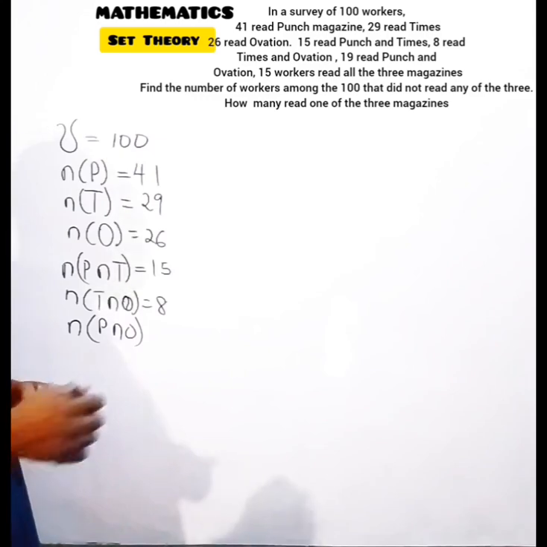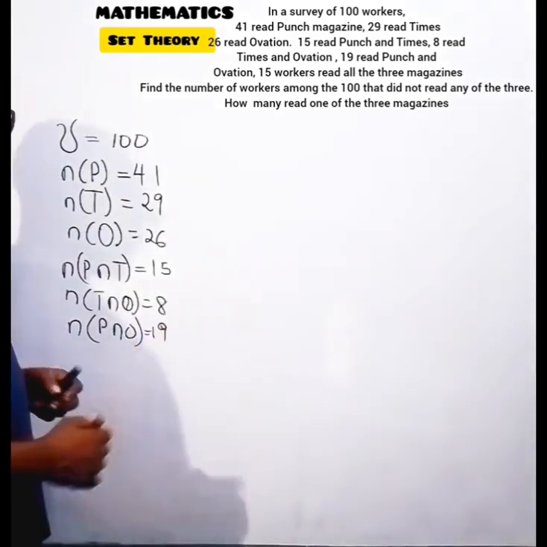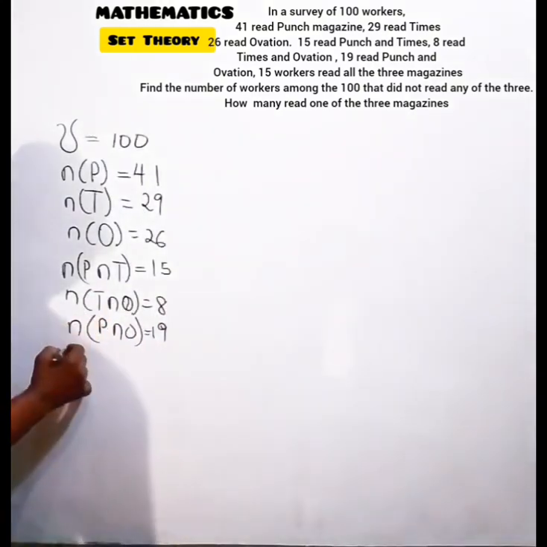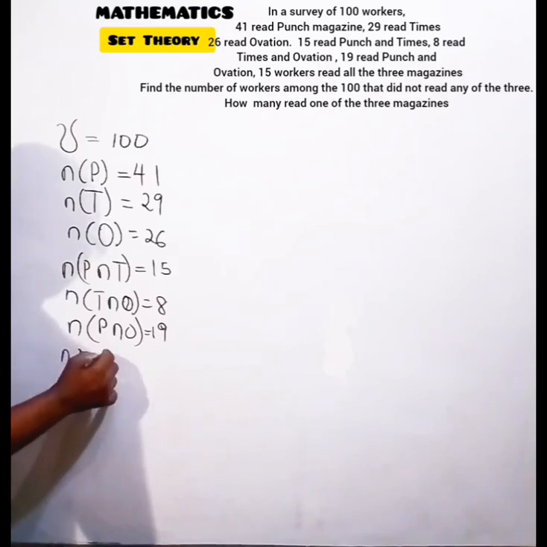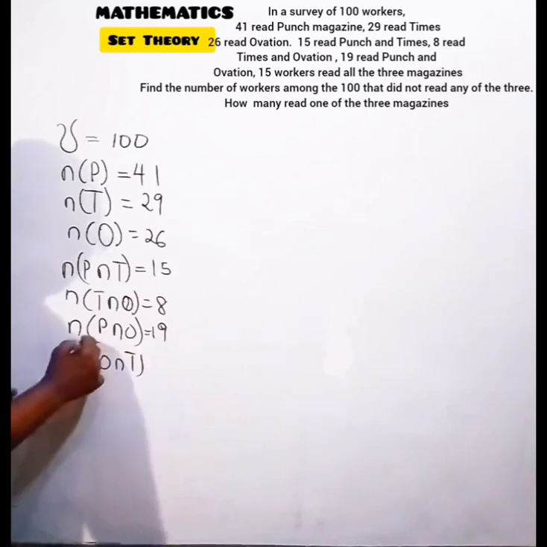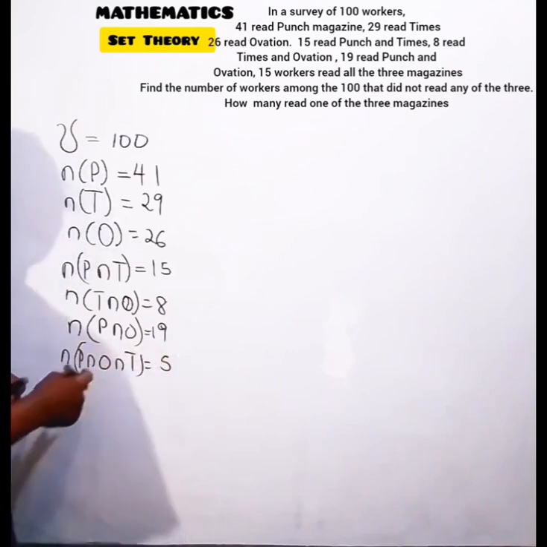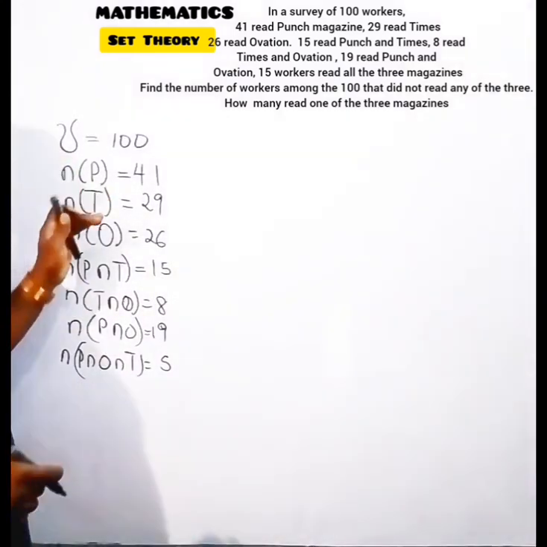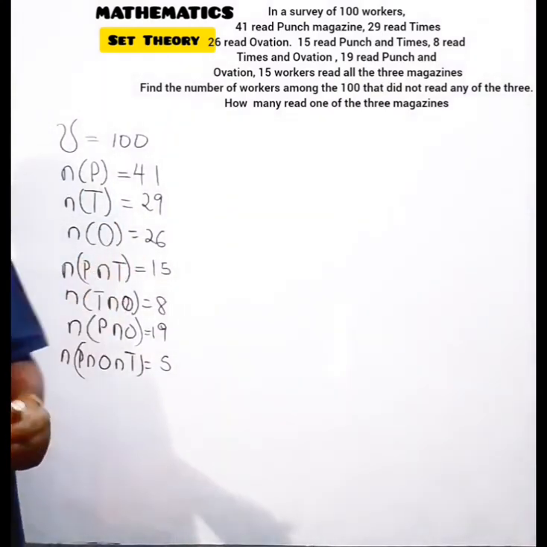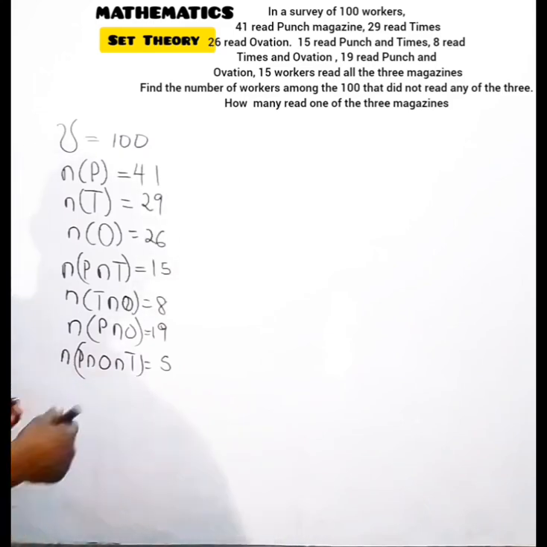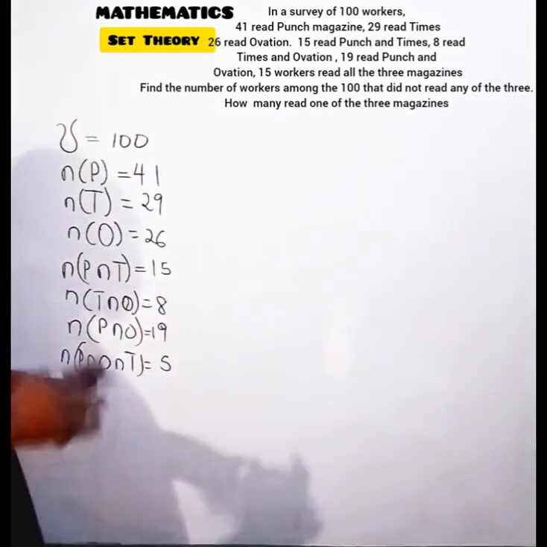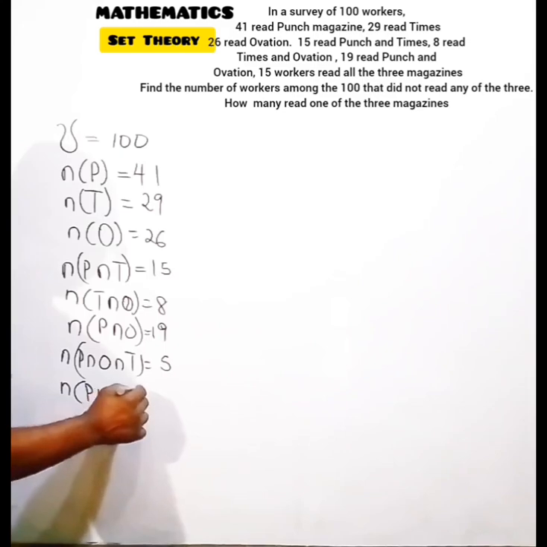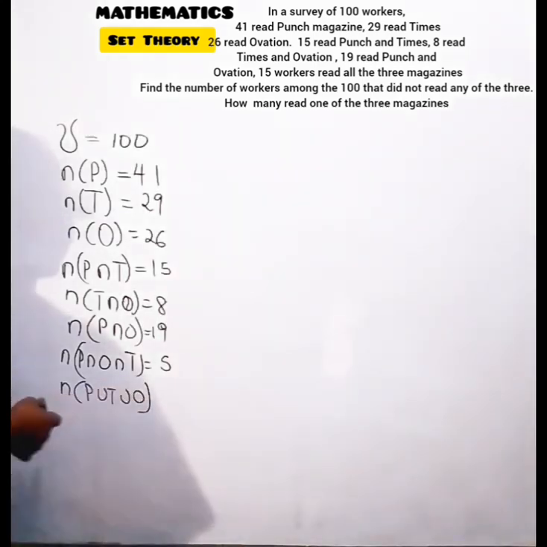That is 19 workers. And 5 workers read all the 3 magazines. That is the number of Punch intersection Ovation intersection Times, equal to 5. Now, you can see that these are 3 different sets that we are going to work on. And when we are working on 3 sets, we need the number of those that read all the 3 newspapers. That's the number of Punch union Times union Ovation, which involves all the 3 of them.